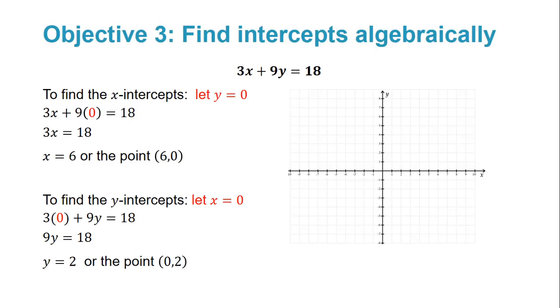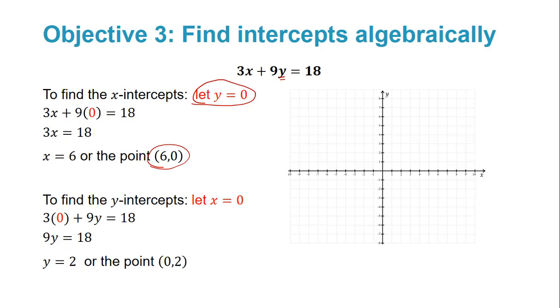So when we have the graph, it's pretty easy to identify what the intercepts are. Now we'll talk about finding the intercepts algebraically. If we're given the equation, in this case 3x plus 9y equals 18, to find the x-intercept, we just need to recall that at every x-intercept, every point on the x-axis, the y-coordinate is 0. Algebraically, that means we're going to let y equal 0 in that equation and then solve for x. So we would have 3x plus 9 times 0 equals 18, or 3x equals 18, or x is equal to 6. Therefore, the x-intercept is the point 6, 0.